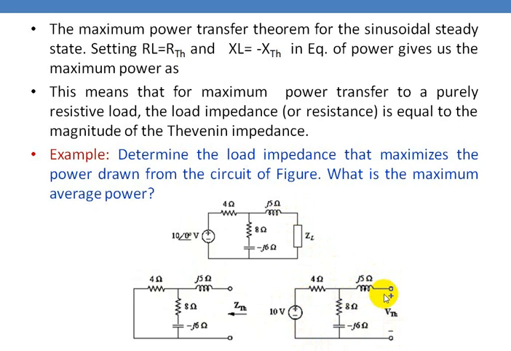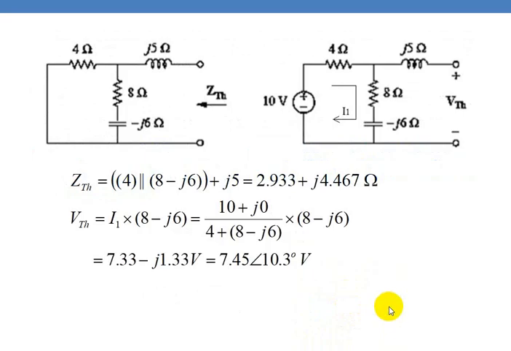Since this part is open circuit, the current in this branch will be 0. So only the current flowing in the closed path matters. You find the current, and to get the voltage across this branch you multiply the current with this branch impedance. That will be the voltage VTH. Now ZTH will be 8 in parallel with (8 plus 8 minus j6), and this comes in series with j5. So this comes to be around 2.933 plus j4.467.